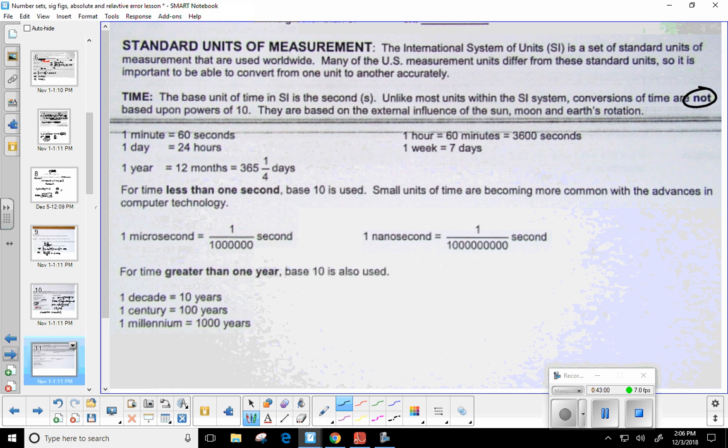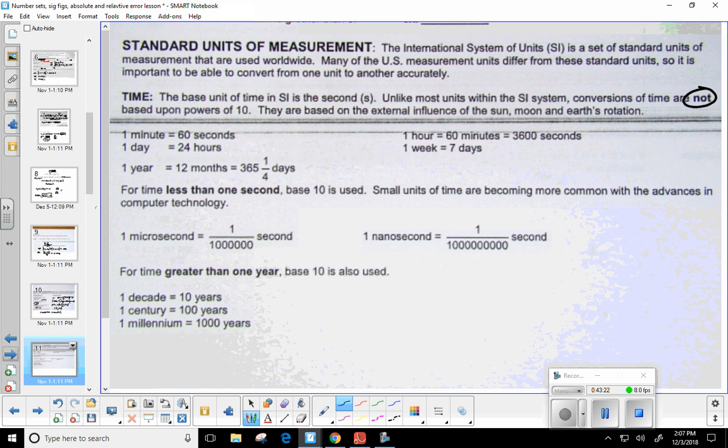And then we start getting a lot smaller. This is when we use base 10. For time less than 1 second, base 10 is used. Small units of time are becoming more common with the advances in computer technology. 1 microsecond equals 1 millionth of a second. 1 nanosecond equals 1 billionth of a second. Okay, so just a fraction of time.